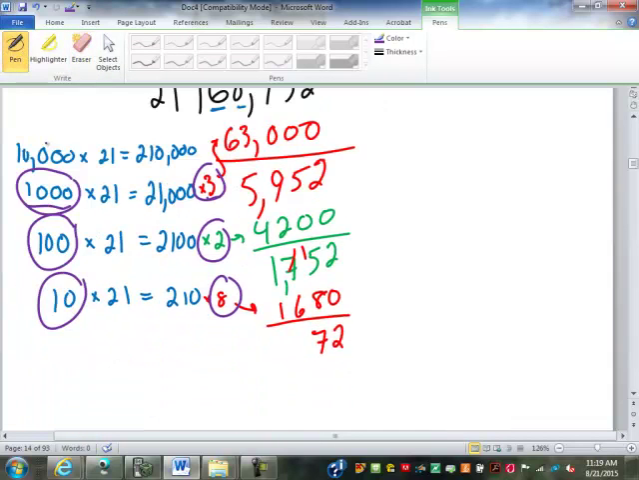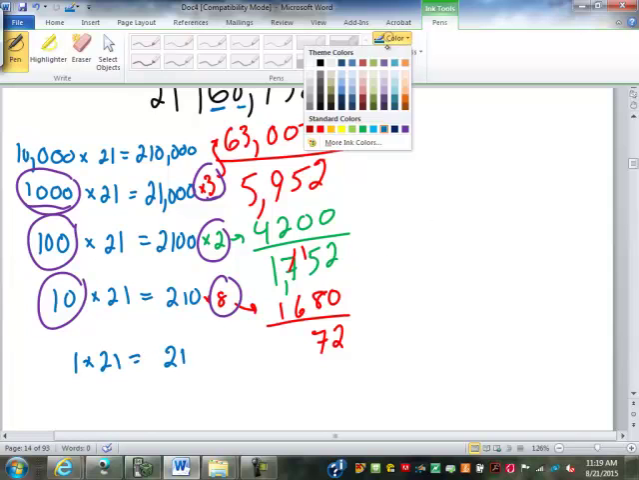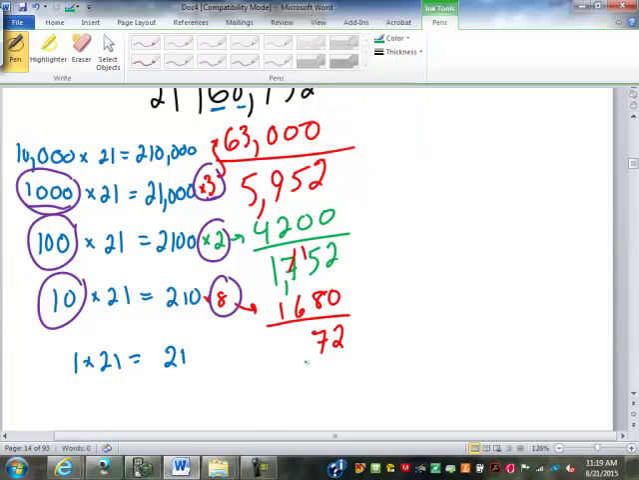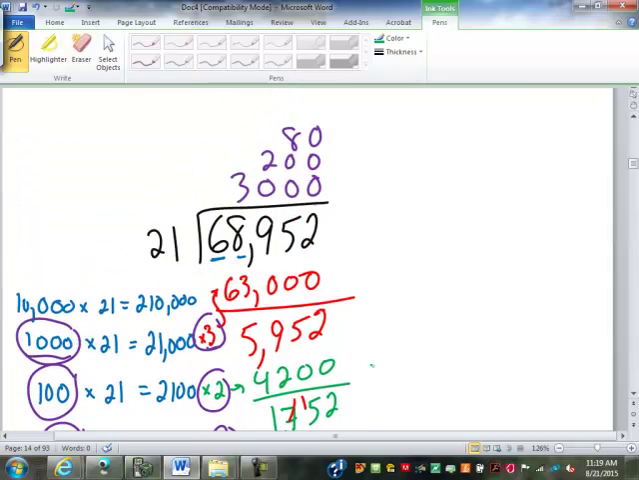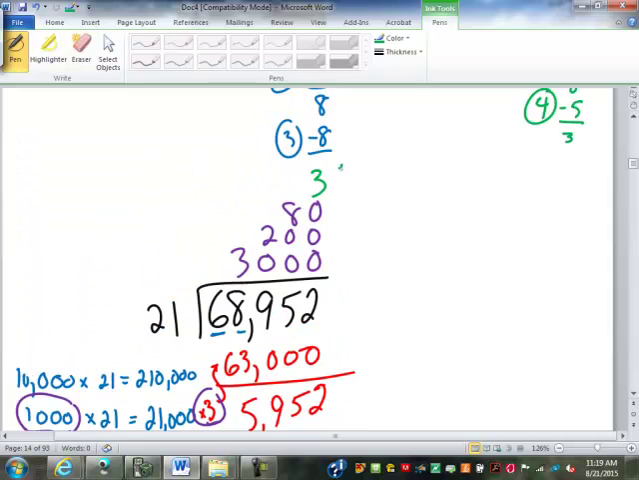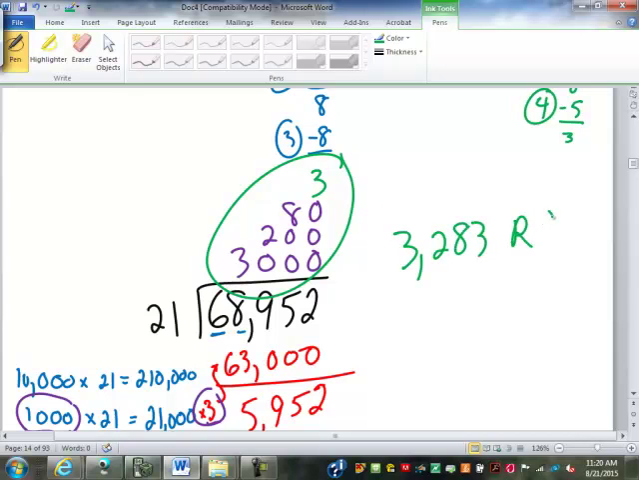And of course, my last place value is just the ones. 1 times 21 is just 21. Didn't really have to do that. Can I subtract that from the 72? You bet, 3 times. Leaving us with 9. So I just subtracted that 21 3 more times, telling me that I can subtract 21 from the 68,952 3,283 times with a remainder of 9.